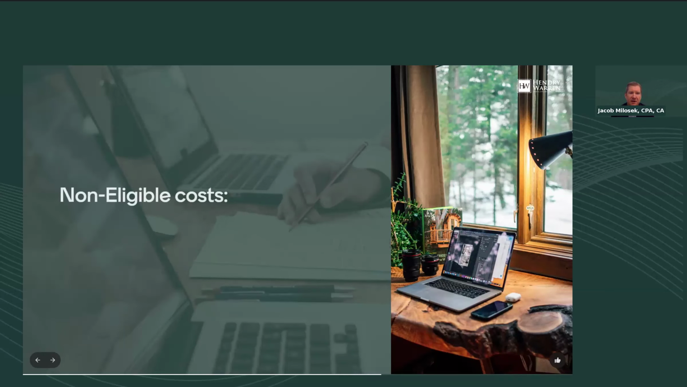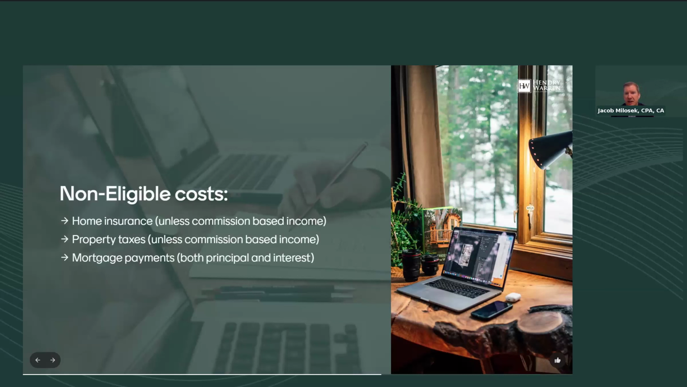What's interesting here are the expenses that you specifically cannot claim. And as a tax guy, I usually try and understand the logic behind a rule. It helps me remember what that rule is. For these exclusions, I don't understand the logic, but specifically, you're not allowed to claim home insurance or property taxes unless you've got commission income. And you cannot claim anything to do with your mortgage, specifically mortgage interest, whether you're commission income or not. So just be mindful of that. Unfortunately, for homeowners, you're kind of precluded on what you can claim.